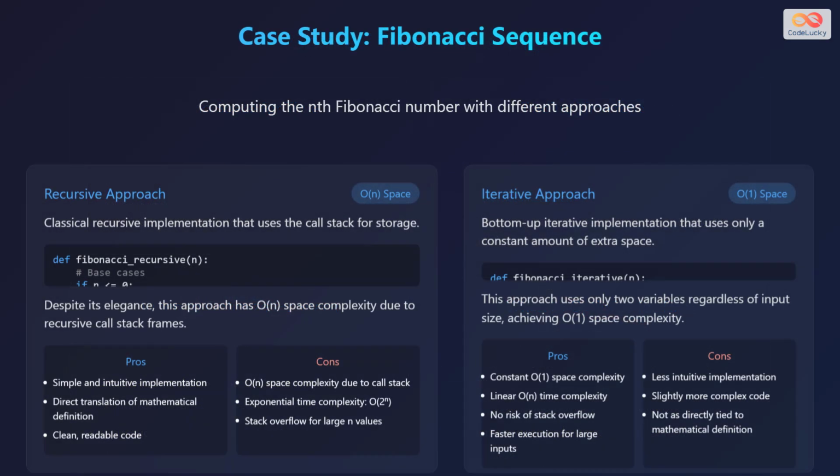Let's analyze the Fibonacci sequence calculation using different approaches. The problem is computing the nth Fibonacci number with different approaches. The first approach is a recursive approach that has a space complexity of O(n). It is a classical recursive implementation that uses the call stack for storage. Here, consider this Python function fibonacci_recursive(n). Despite its elegance, this approach has O(n) space complexity due to recursive call stack frames.